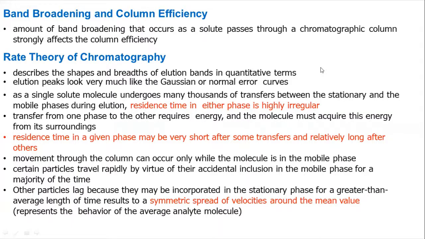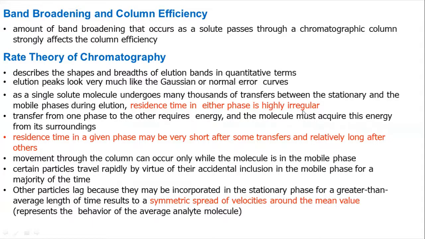Band broadening and column efficiency. The amount of band broadening that occurs as a solute passes through a chromatographic column strongly affects the column efficiency. The rate theory of chromatography describes the shapes and the breadths of elution bands in quantitative terms. Elution peaks look very much like the Gaussian or normal error curve. A single solute molecule undergoes many thousands of transfers between the stationary and the mobile phases during elution, and its residence time in either phase is highly irregular.